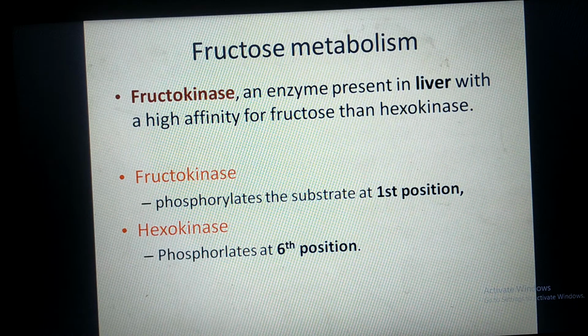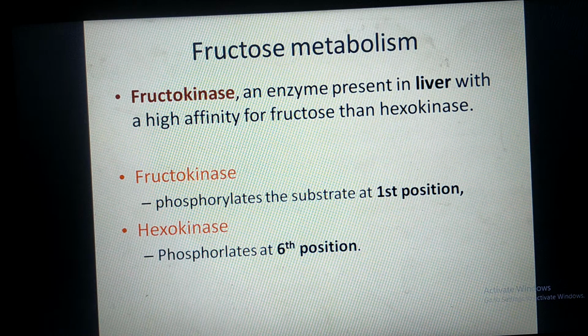Fructokinase is an enzyme found in the liver and it has higher affinity for fructose than hexokinase. Fructokinase phosphorylates fructose at the first position to form fructose 1-phosphate, whereas hexokinase phosphorylates fructose at the 6th position to form fructose 6-phosphate. So this is the difference between fructokinase and hexokinase.